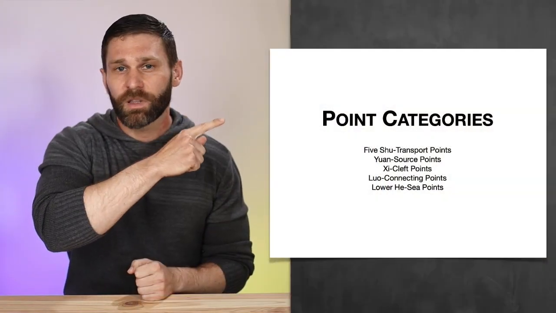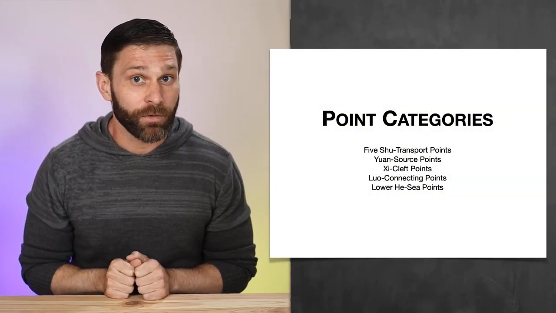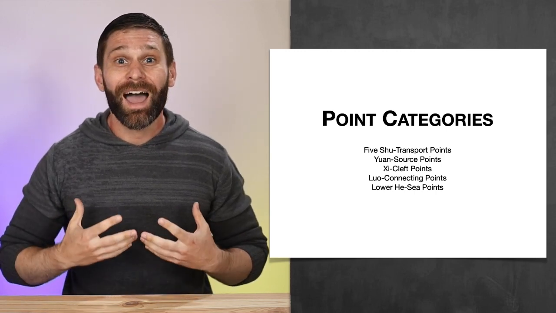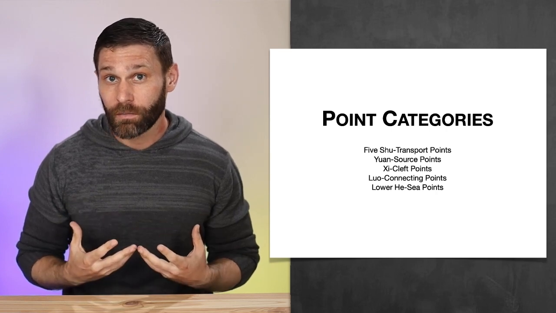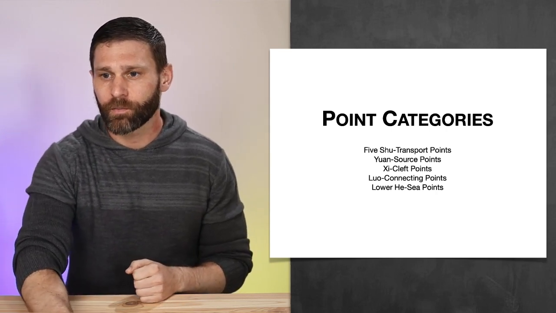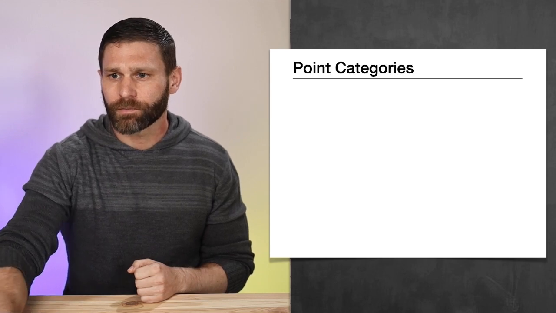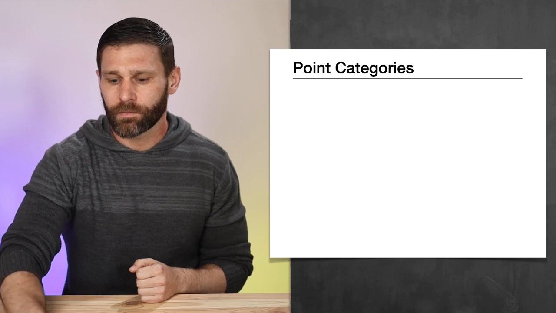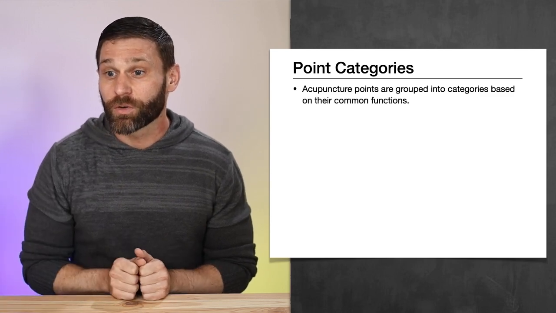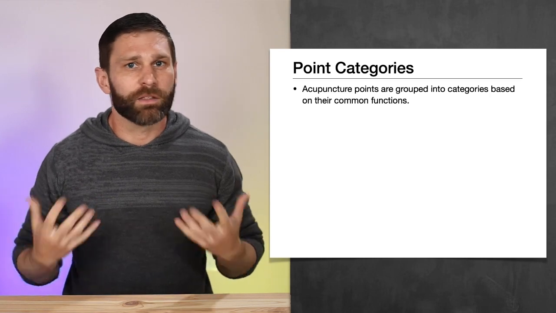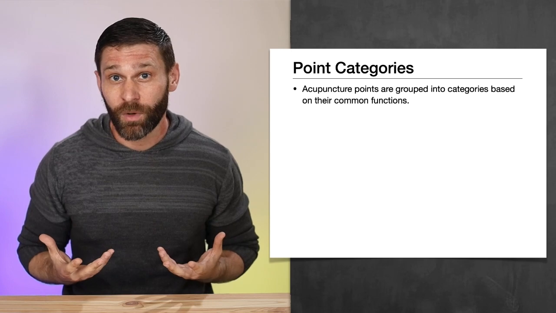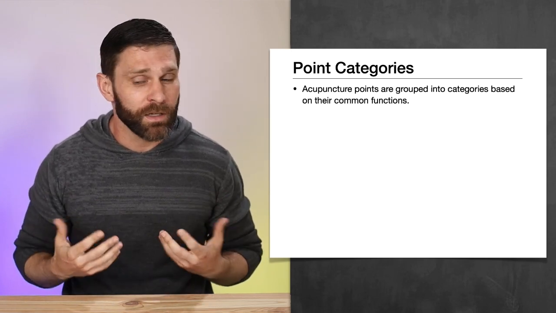So what we're going to be going over today are the first type. These are point categories that exist on every channel, and a lot of times their function is related to how the qi is flowing at that particular point along the channel. So we look over these point categories. Acupuncture points are grouped into categories based on their common function, and this is what helps us in remembering the functions of these 361 points. We put them into groups to make them easier to remember.